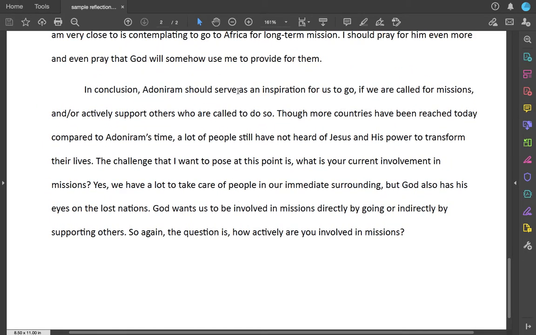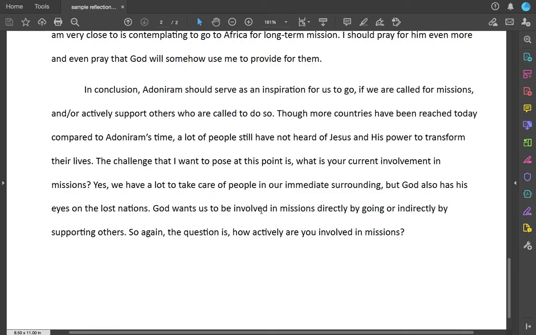In conclusion, Adoniram Judson should serve as an inspiration for us to go if we are called for missions. So there are two things: serve as an inspiration for us to go, or to actively support others who are called to do so. Though more countries have been reached today compared to Adoniram's time, a lot of people still have not heard of Jesus and his power to transform their lives. The challenge that I want to pose at this point is, what is your current involvement in missions? Yes, we have a lot of people to take care of in our immediate surrounding, but God also has his eyes on the lost nations.